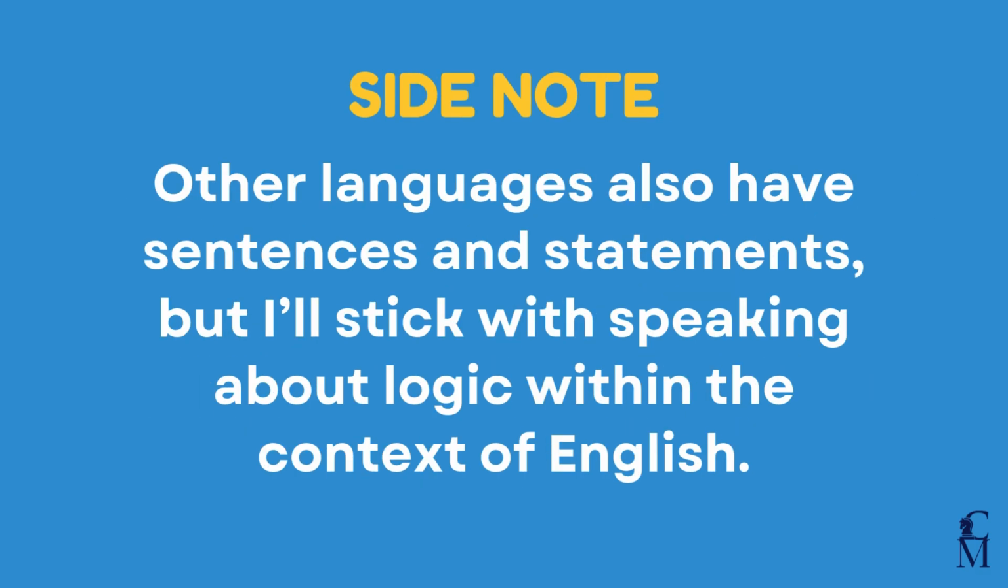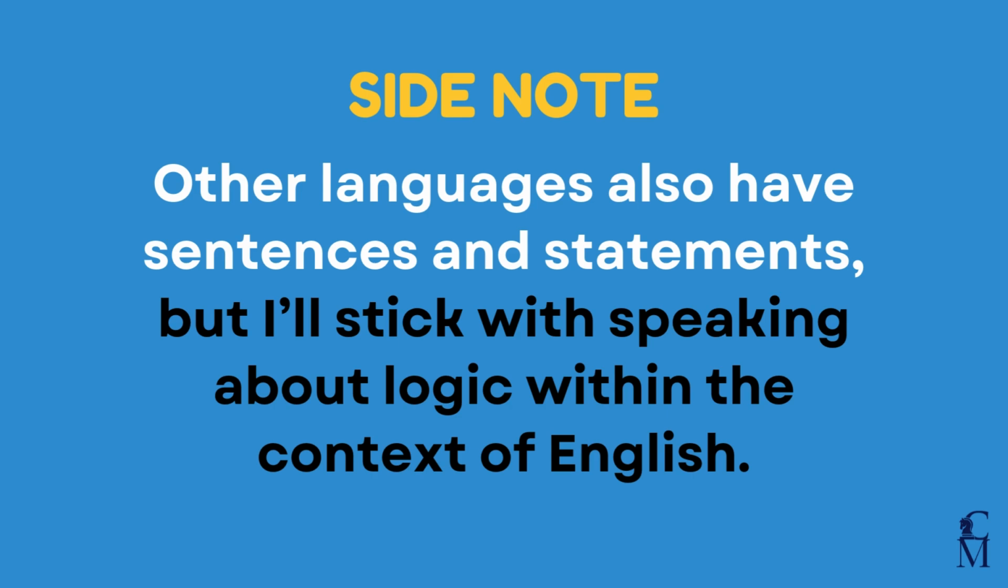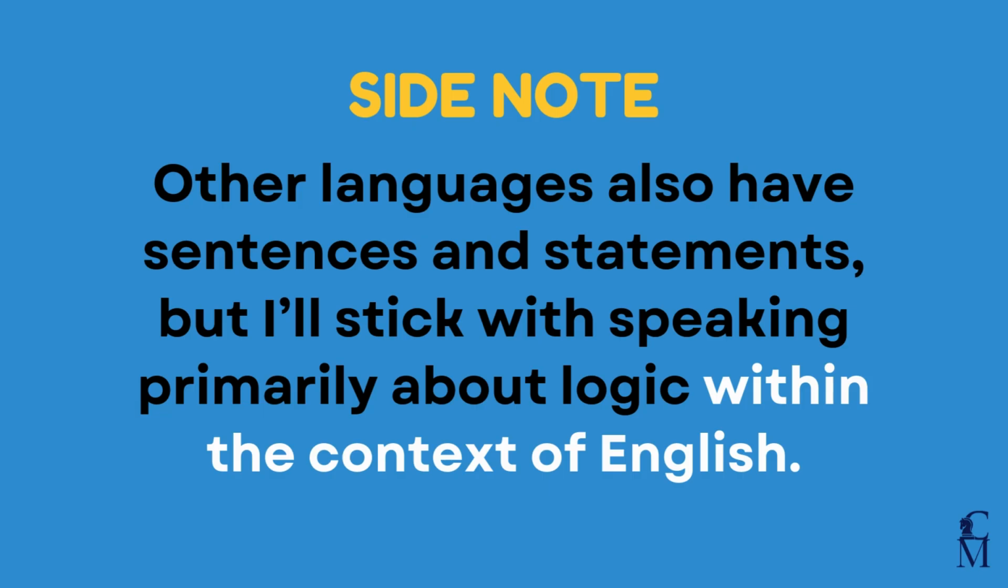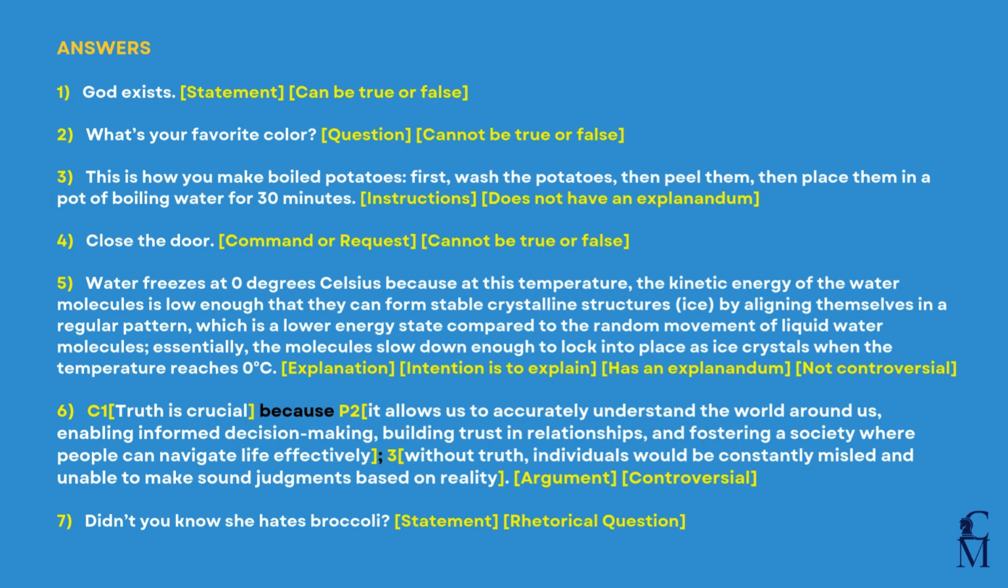As a side note, other languages also have sentences and statements, but I'll stick with speaking primarily about logic within the context of English throughout my lessons. In another previous lesson, we spoke of the different types of sentences and how arguments are different compared to these other types of sentences. And two statements were given as examples of a type of sentence. If you have yet to participate in that lesson, click on the link at the top right corner of your current screen or in the description box below.